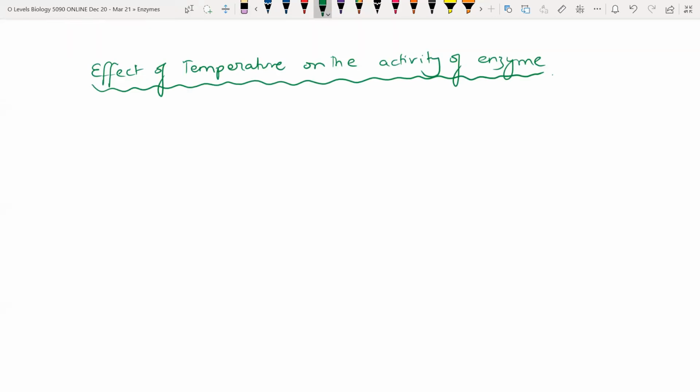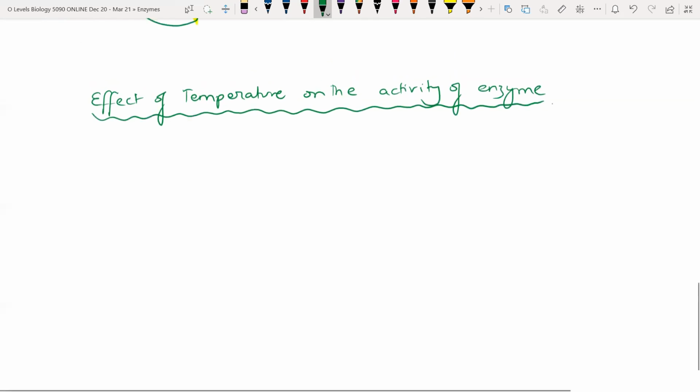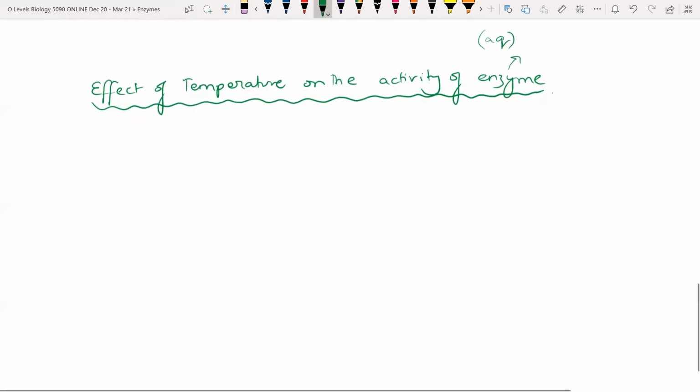Dekhiye, you understand that whenever we are talking about activity of enzymes, we are talking about aqueous solution. And when I say aqueous, of course, that means chemical reaction is happening in solution form. And if it is happening in solution form, then we understand that the molecules, they also possess this kinetic energy, which is causing them to move in the first place. Okay. Acha ji.